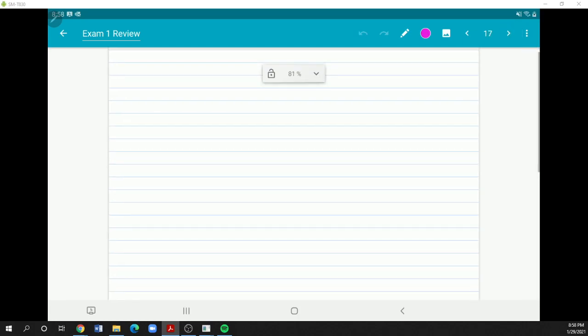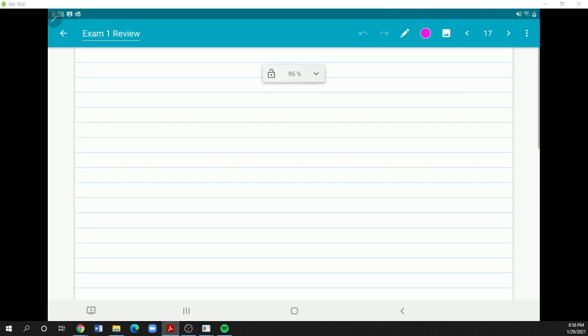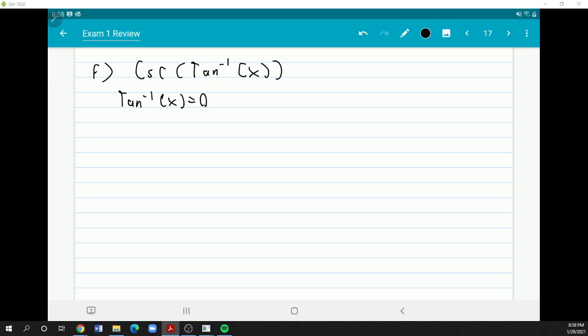Finally, one more. We have cosecant of tan inverse of x. So instead of a number, it's a variable. But again, that's not too much of an issue. Tan inverse x is theta if and only if tan of theta is equal to x.